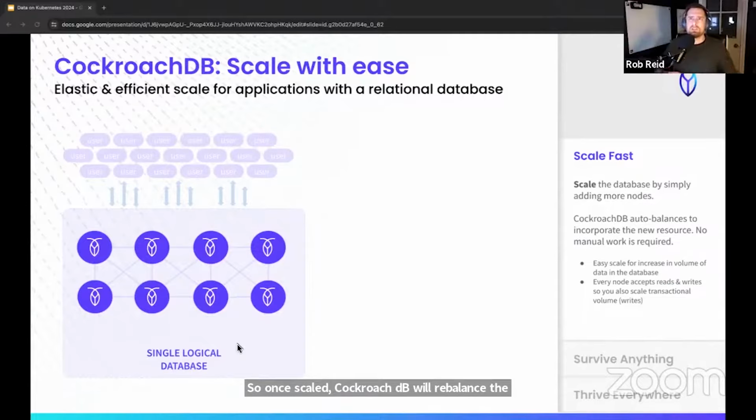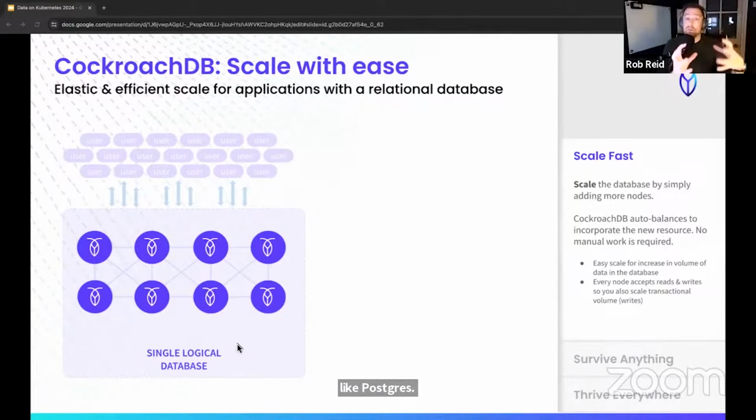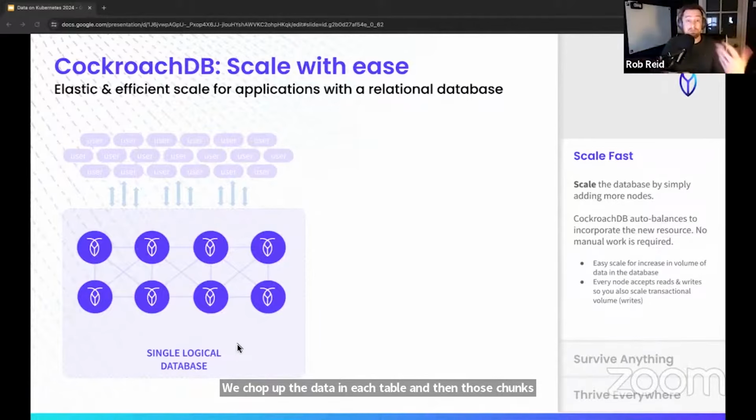Essentially, you can think of CockroachDB as being a monolithic key value store, which looks and feels just like Postgres. We chop up the data in each table, and then those chunks are called ranges, and we distribute those ranges to different nodes within the cluster for resilience and scalability.